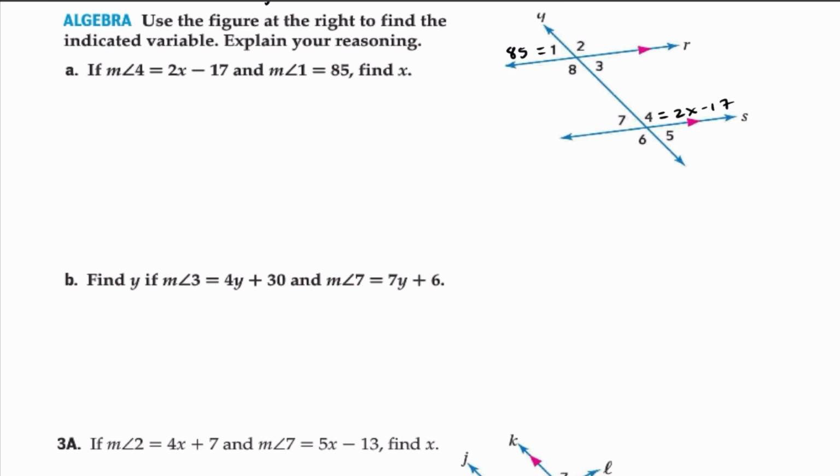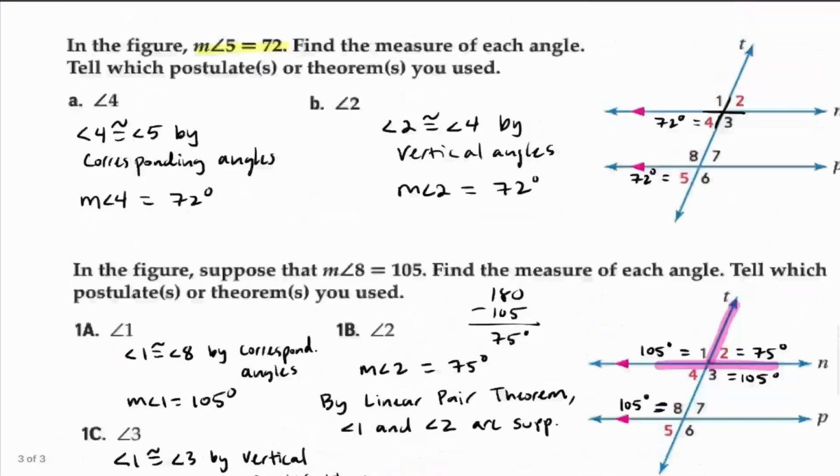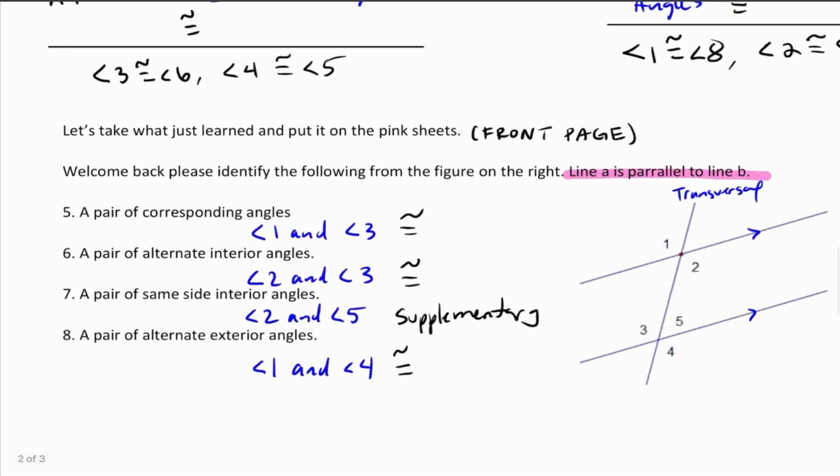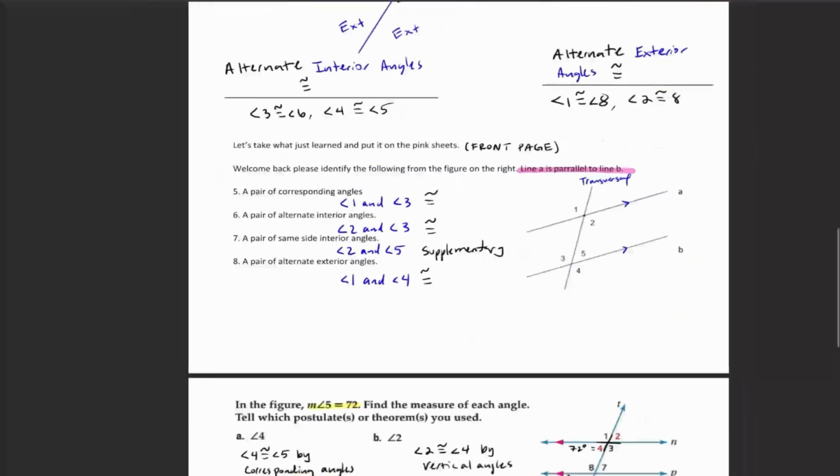Our goal here is to find x. So let's take a look at angles 1 and 4. They don't have any sort of relationship to each other. So I need to make sure we get to one of these things here.